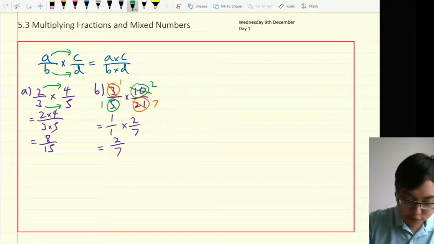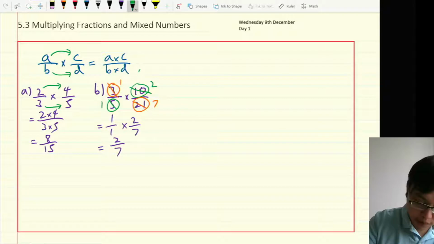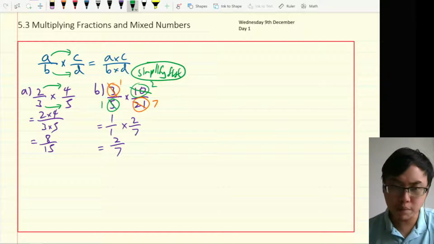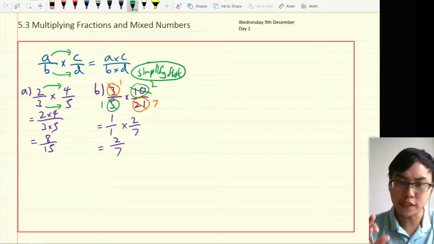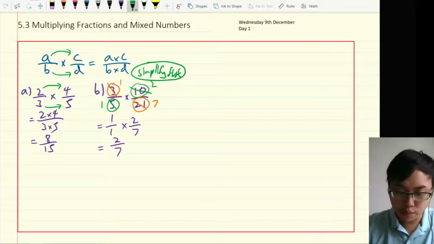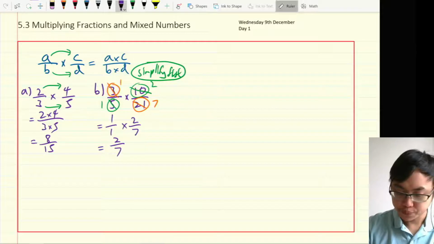Long story short, simplify first when possible. Try to simplify first before you multiply because it will be a lot easier. Once you multiply the numbers out, it will be super big, and then you may run into some problems.